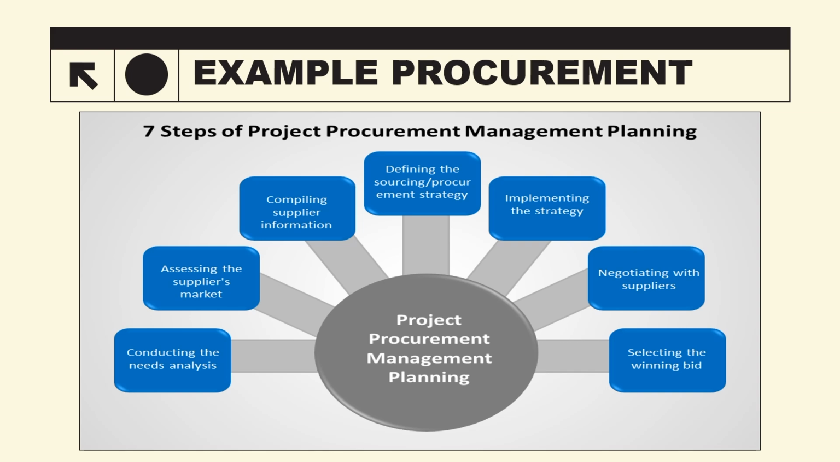7 steps. First, conducting the needs analysis. Then, assessing the supplier's market. Compiling supplier information. Defining the sourcing/procurement strategy. Implementing the strategy. Negotiating with suppliers. Then selecting the winning bid. And the winning bid would be which supplier you select.